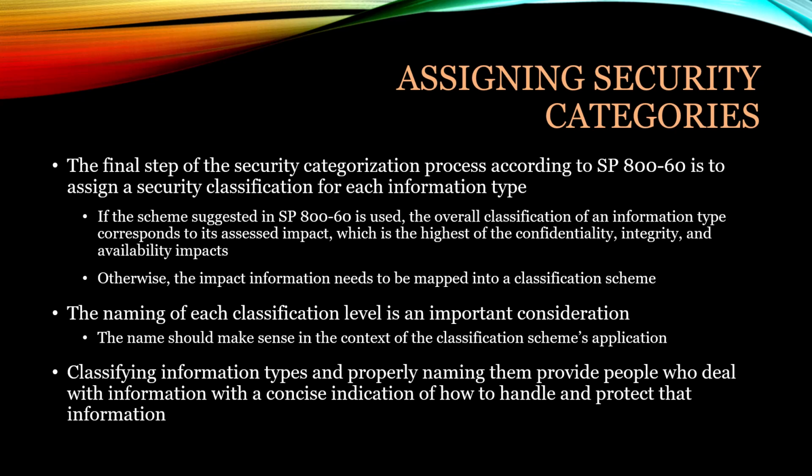An important consideration is the naming of each classification level. The name should make sense in the context of the classification scheme. Classifying information types and properly naming them provides people who deal with the information with a concise indication of how to handle each level. Essentially, if we are categorizing them, level 1, level 2, level 3, we would then have to define how we are organizing them. That way, the individuals that are reviewing it have the ability to understand quickly what those levels mean.